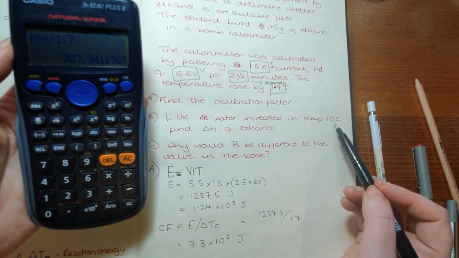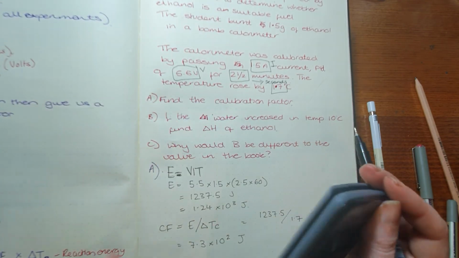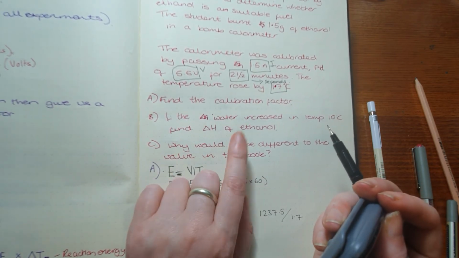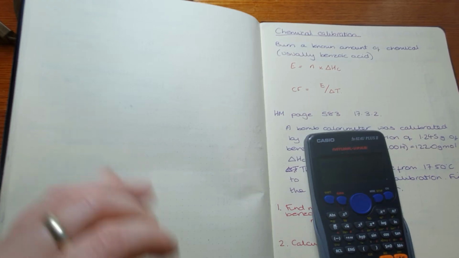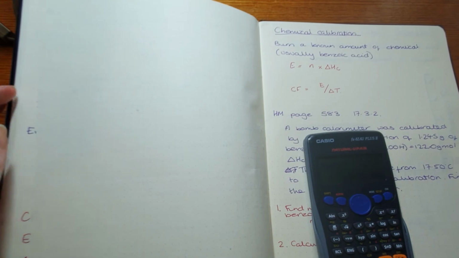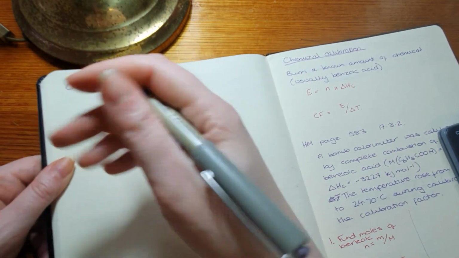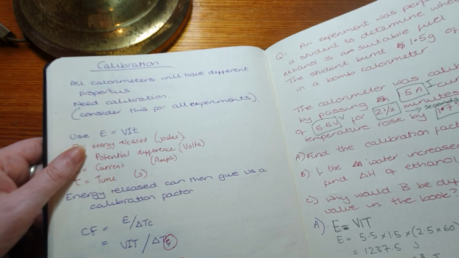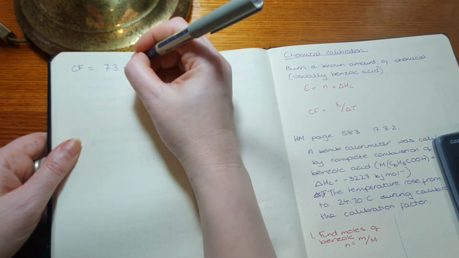If the water increased in temperature 10 degrees, find the delta H of the ethanol. So there's going to be a couple of steps to this. First using my calibration factor and then using the amount of moles that I have of ethanol. Right, so I've got my calibration factor that I need to move across. Also remember, if you have to use another page, you have to tell the examiner and they have to note something down. So just try not to go on another page. My calibration was 7.3 times 10.